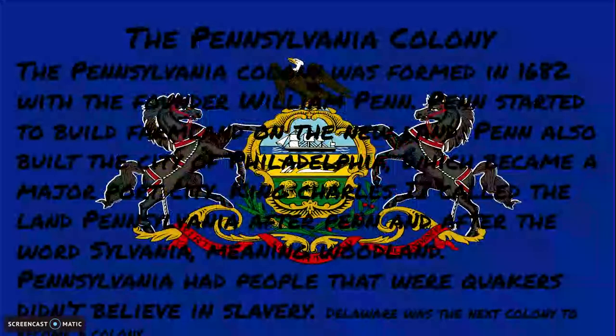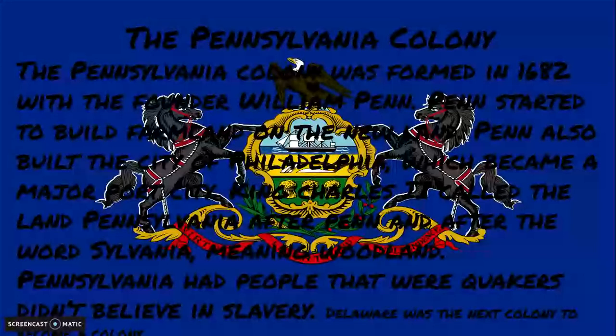And then Pennsylvania was formed in 1682 by William Penn. That's where the name of the state comes from. He started farmland as more of a farming state and founded the city of Philadelphia, which became the major city. And it was named after King Charles II. The word Sylvania means woodland, so it was a lot of woodland. They were Quakers, and they were anti-slavery, so that was good.